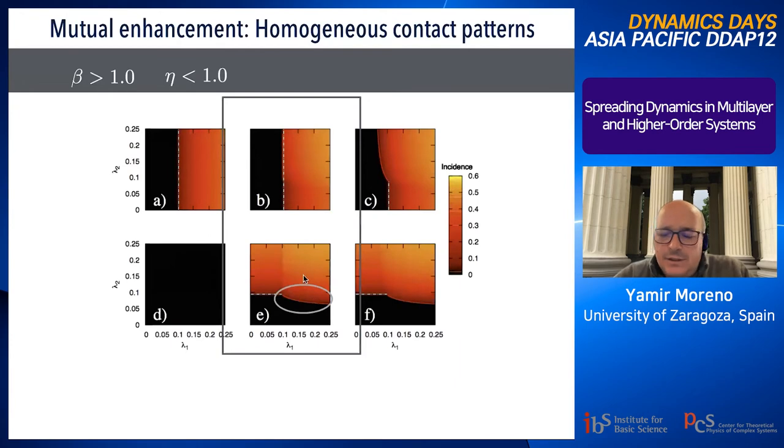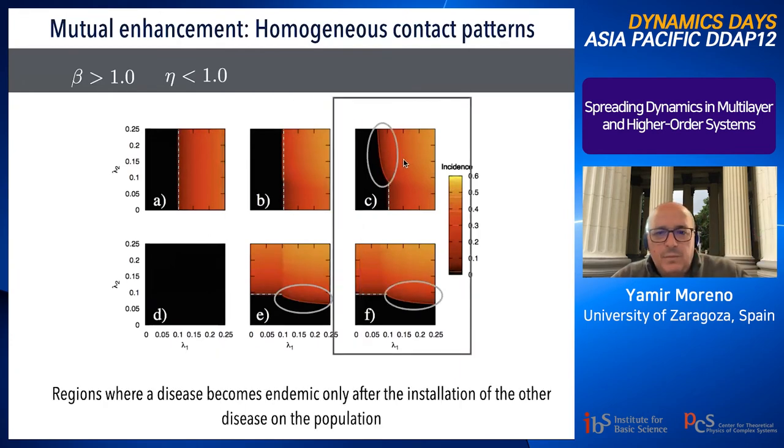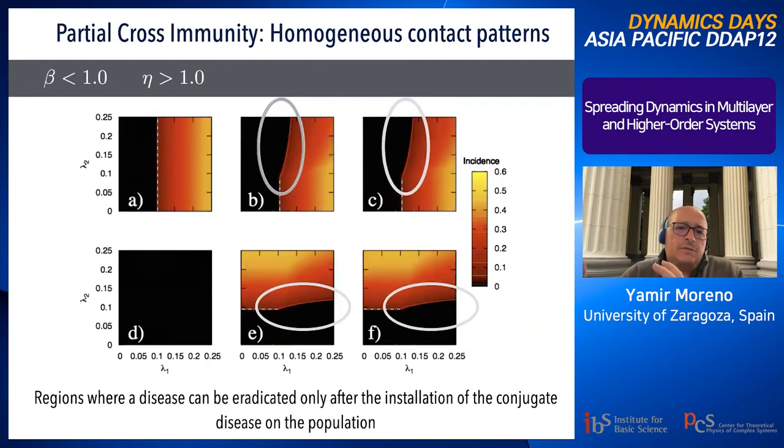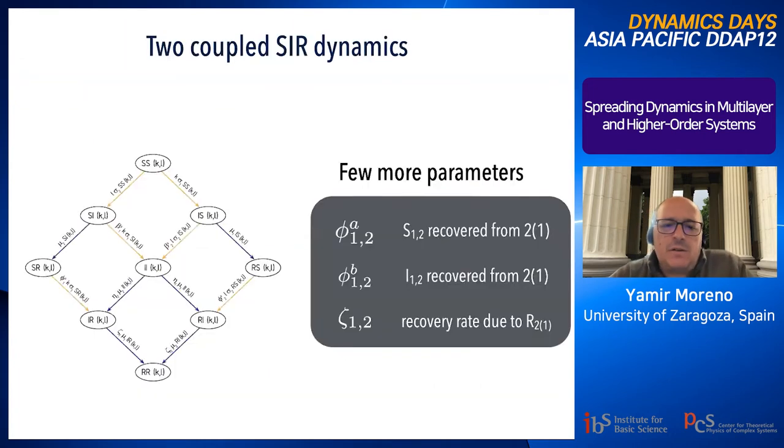Of course, the second disease will also impact, if you let the dynamics evolve for a longer time, the first disease, because they are mutually enhancing. You have the same effect, but on the contrary, if one disease confers partial cross immunity to the other. This is the case, for example, of two strains of the flu. Normally, when you have flu, there is more than one strain, and if you get one strain, say, influenza type A, you also get some degree of immunity to influenza type B, et cetera. So in this case, the effect is the contrary. It's beneficial because it increases the threshold of the second one.